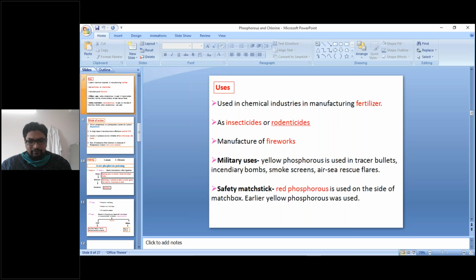Earlier yellow phosphorus was used, but because of the effects of even a little bit of heat, it gets burned. So red phosphorus is used in safety matches now. So it is used in fertilizers, insecticides, rodenticides, firearms, fireworks, military uses, and then safety matchboxes.